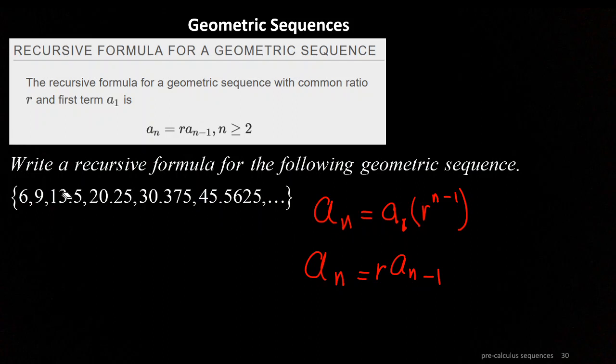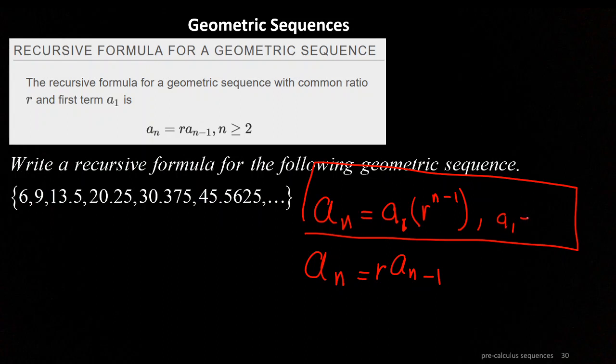So here it says write a recursive formula for the following geometric sequence. To write the recursive, all I need is R, right? And I need A1. So this formula right here goes with the information that A1 has to be given.